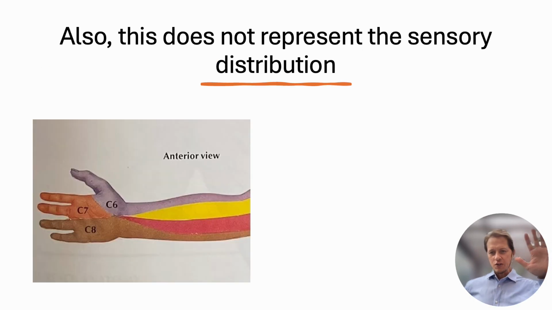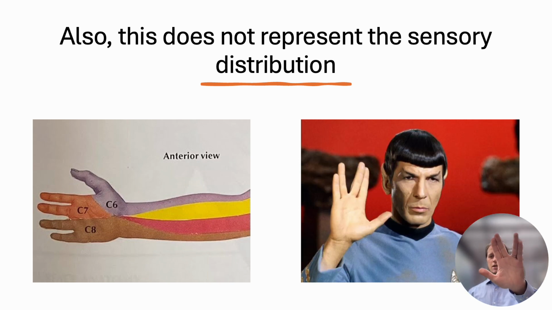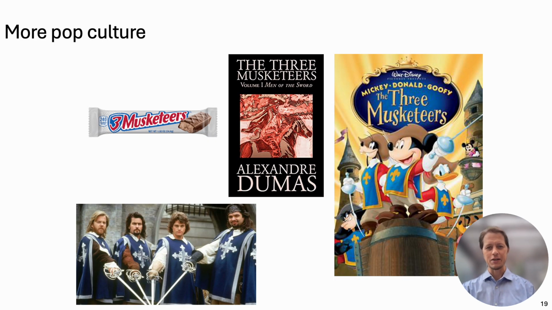I don't know. Sensory distribution. This is more accurate. This is more universally considered to be the proper representation of the skin, the dermatomes of the body. Another easy way that I would like you to remember it is how Leonard Nimoy, or Mr. Spock, taught me this. He's just giving you dermatomes of the body, C6, C7, C8. So there you go. And if we want to round out the pop culture, if anyone did not know The Three Musketeers, an original book written many years ago, I encourage you to read it. Of course, there's goofy movies made about it, and of course the candy bar, but that's where Three Musketeers comes from. All right, moving on.